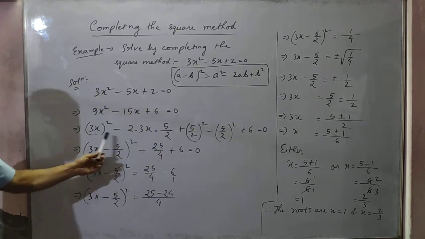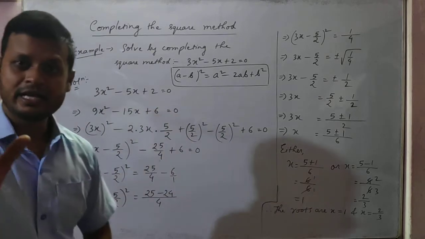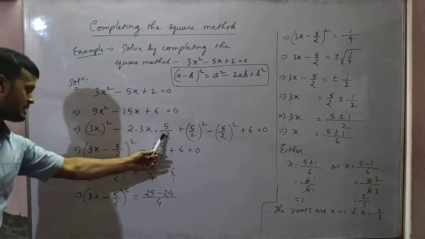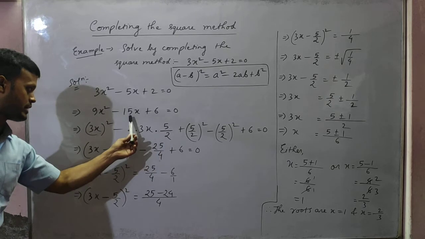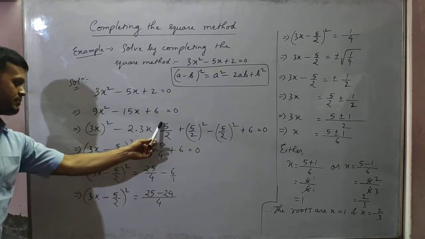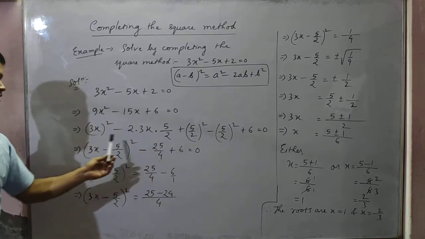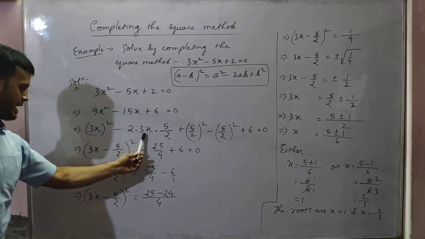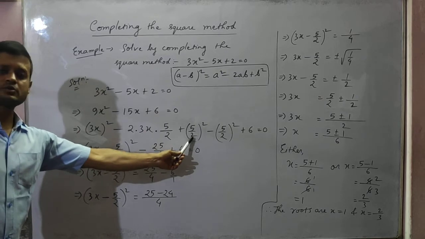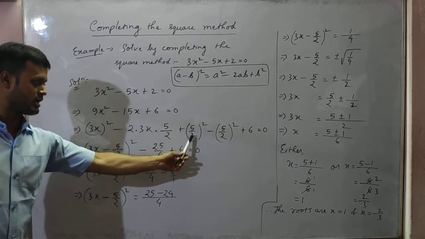2 into a means 3x, and in place of b, you have to put a number such that on multiplying these three numbers you get how much? 15x. So what is that number? 5 by 2. So a square minus 2ab plus b square. B means what? 5 by 2. So that is 5 by 2 whole square.